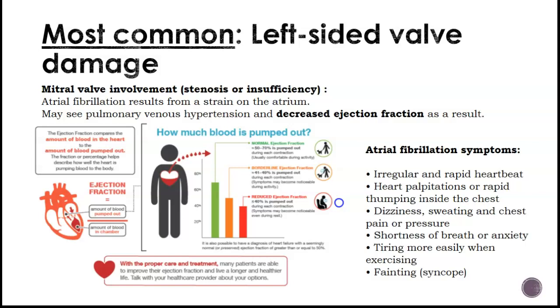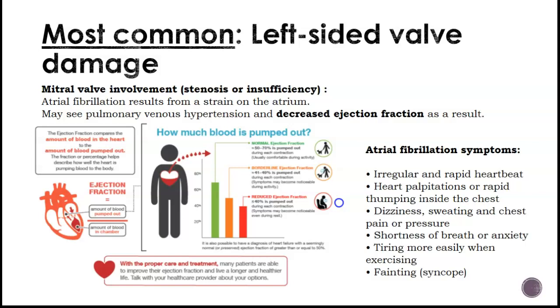Again, I think this is slide number 3, that I'm emphasizing that most common is going to be left-sided valvular disease or damage. So there is typically mitral valve involvement, could either be stenosis or insufficiency or regurgitation. Know that atrial fibrillation ends up being one of the symptoms, and it can result from a strain on the atrium. Also may see pulmonary venous hypertension that will decrease the ejection fraction as well.